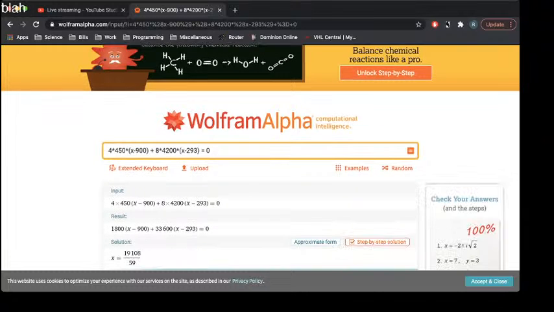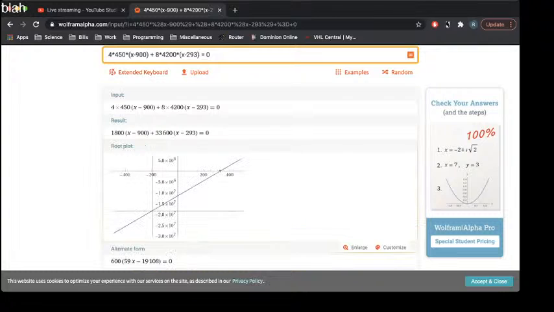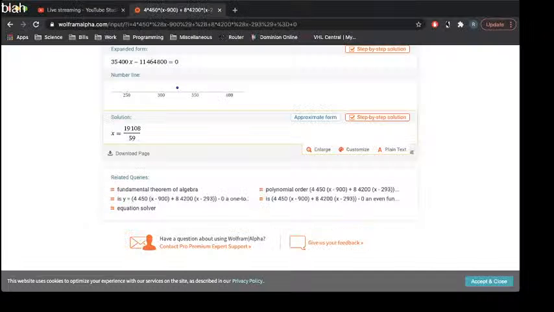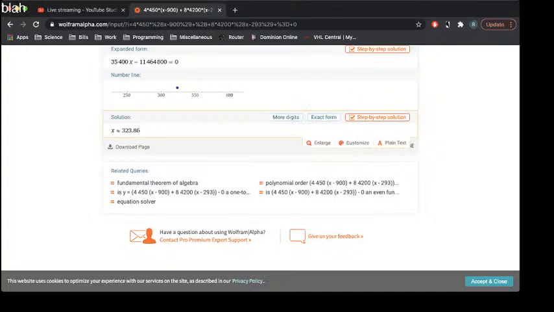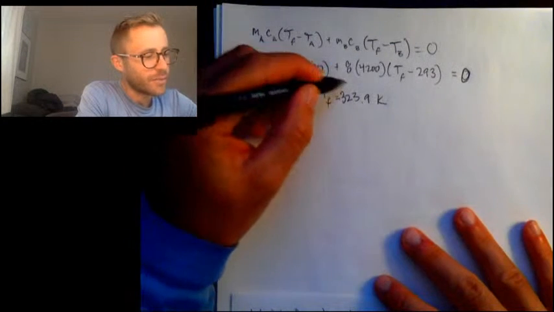So it solves it, and it says the solution is this. I just want the approximate form. So the final temperature is 323.9 Kelvin. All right. So that's the final temperature.